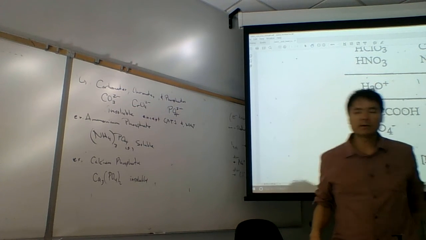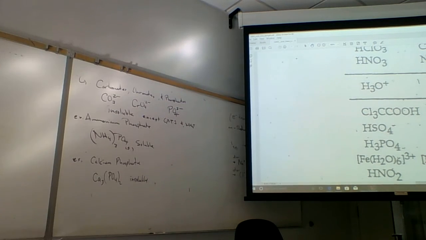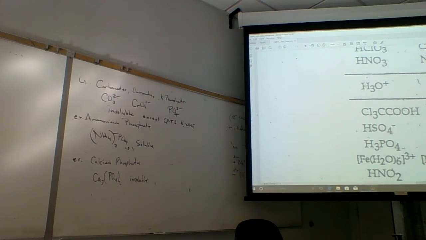And so we don't want to memorize a whole bunch of stuff. So what we'll do is we'll memorize the 7 common strong acids. And then if we see another acid, we'll think it's not strong. It must be weak.